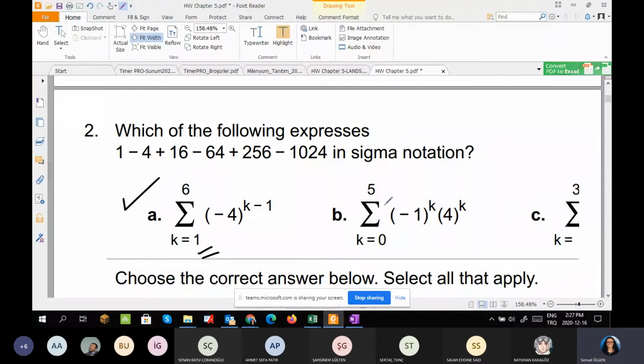So let's look at B. K is equal to 0, this is 1. K is equal to 1, this is okay. K is equal to 2, this is also okay. So this is what we had done actually. This is our answer that we had talked about. So this is also okay.